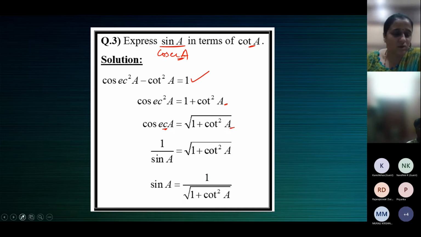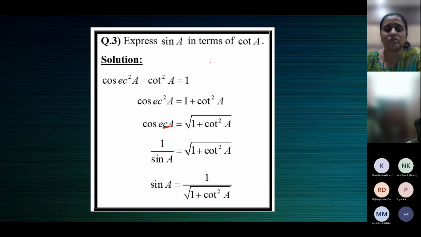We got cosecant. So now we're going to get sine in the next two steps. So what is cosecant A? It's 1 by sine A. We know that cosecant A is 1 by sine A. So cosecant A is nothing but 1 by sine A, and that is equal to root of 1 plus cot square A.